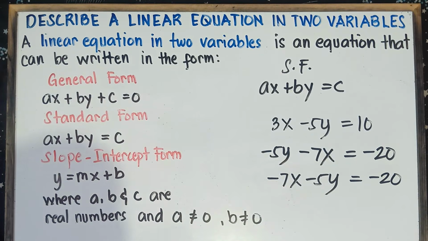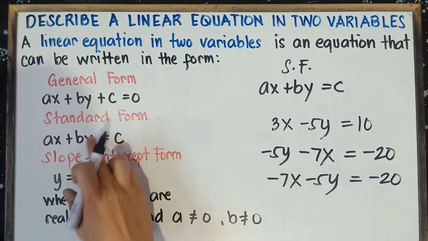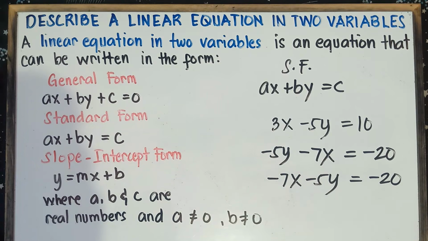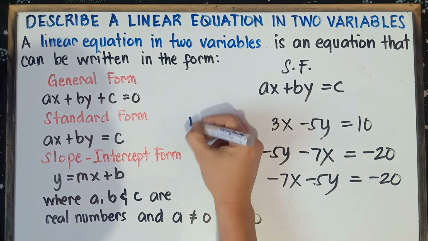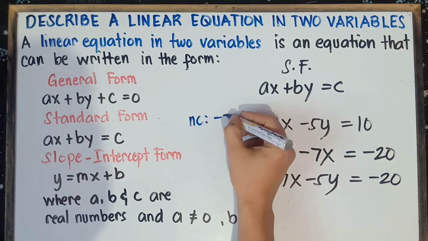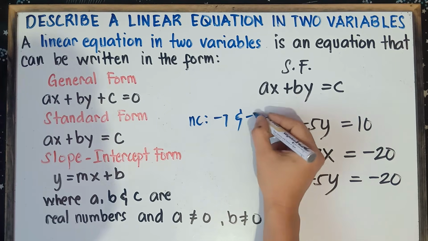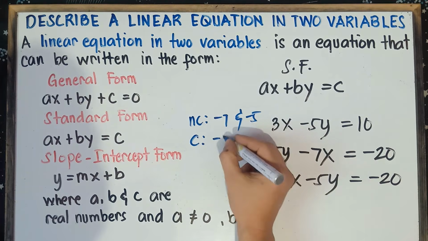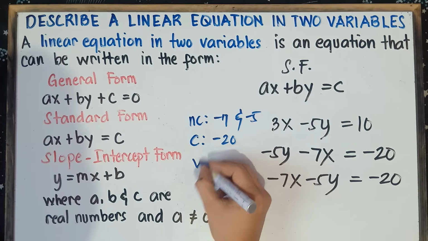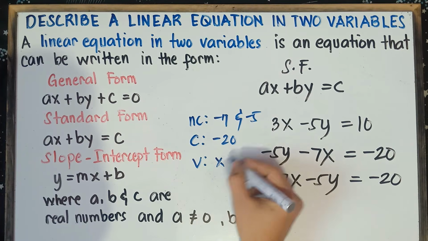Alright, so we can arrange, and this is now what we call standard form. Our numerical coefficient, the number together with the variables, so NC, we have negative 7 and negative 5. The constant, we have negative 20, the number alone. And then the variables, that would be x and y.